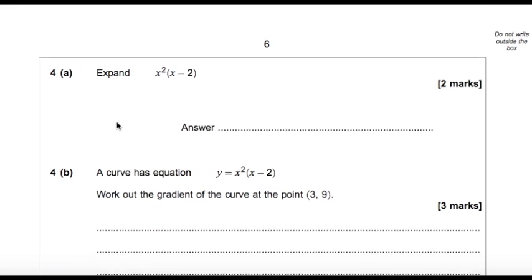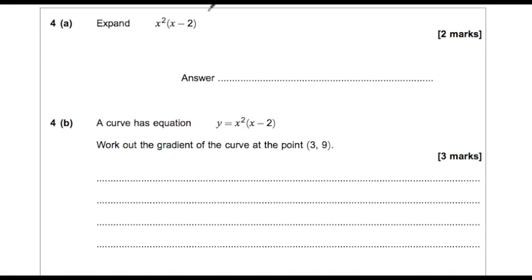Okay, question 4. Expand x squared times by x minus 2. Pretty trivial. So x cubed minus 2x squared. Right, a curve has equation y equals x squared times x minus 2. Work out the gradient of the curve at the point (3, 9).